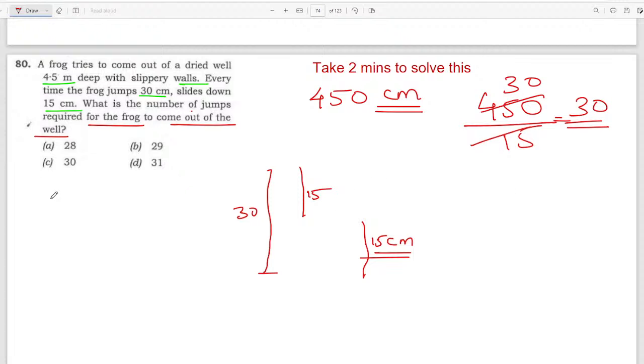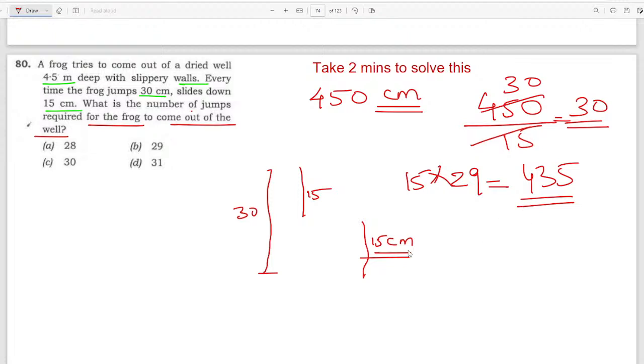But the catch here is on the last jump, so we will calculate the 29th jump, where it will be. So if we take the 29th attempt, it will be 15 into 29. That would be 450 minus 15, that is 435.